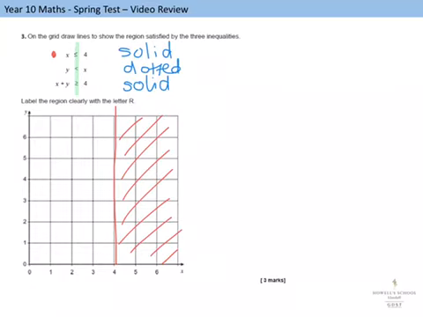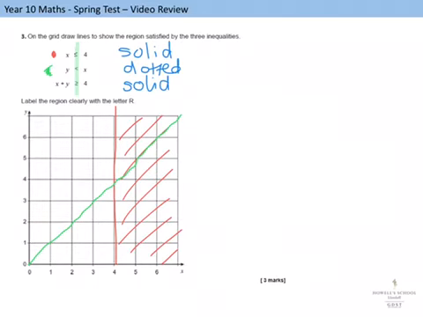Then for y is less than x, that's going to be the next line that I do. And y equals x, I should know, is the diagonal line going through 0, 0, and so it's going to look like this. Obviously you'll be able to do it with a ruler, so probably quite a bit straighter than me. And then we're looking for y being less than x.